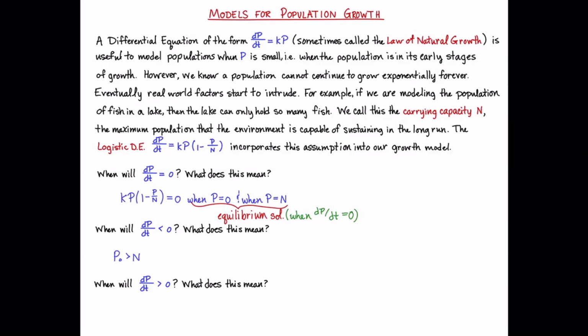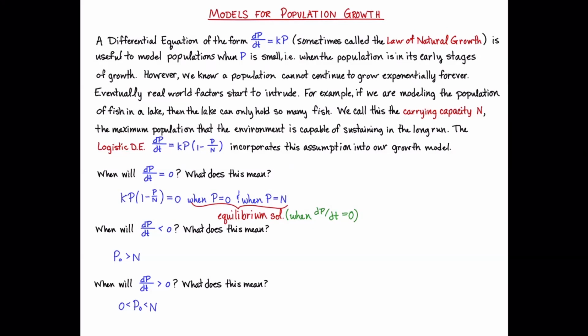And when the initial population, when P naught is between 0 and N, then that means we're in a growth situation. The population will continue to grow, but unlike the exponential model where it would just grow forever, here it has an upper bound of that carrying capacity. So the population will continue to grow as it gets closer and closer to N, but it won't cross over N. And that's what's nice about the logistic differential equation, is that it does have that limiting factor.